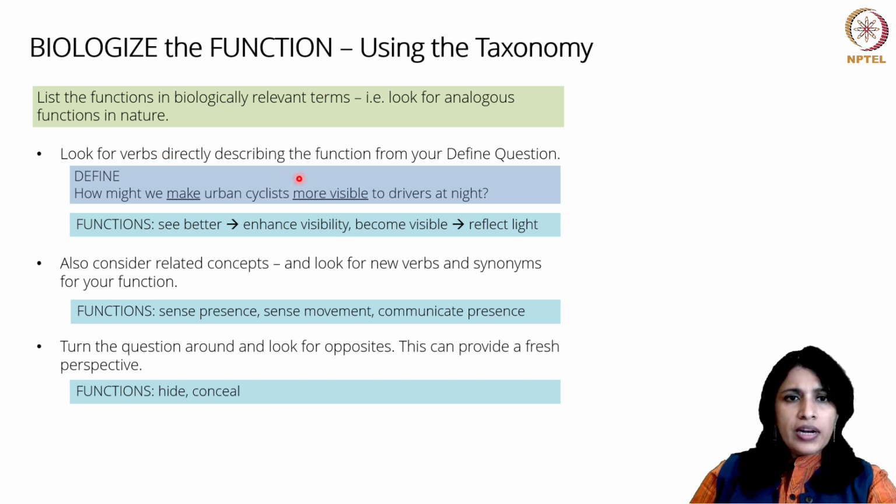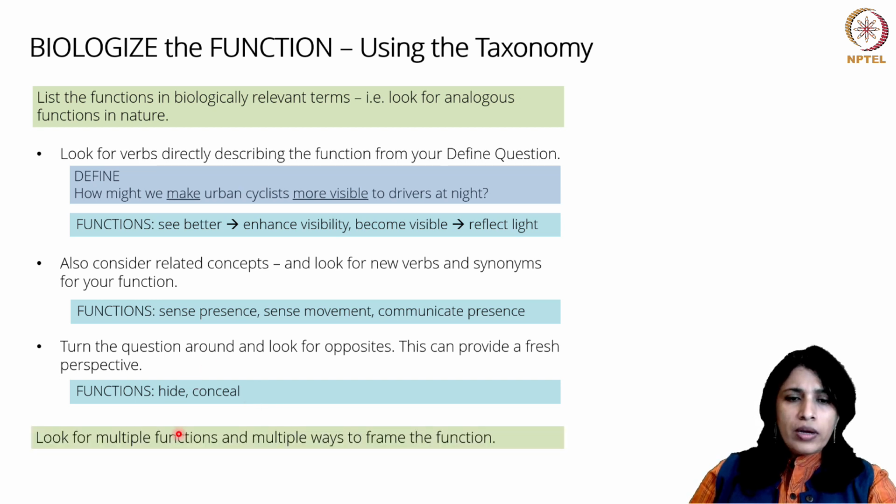You look at verbs that directly mention the function, which means instead of saying making more visible, you look at how does nature enhance visibility, how does nature make things more visible? Reflecting light is one concept. You look at similar functions, similar concepts, sensing presence. How does nature sense movement? How does nature communicate presence? And you could also look at opposites. How does nature hide? How does nature conceal? So this can give you a fresh perspective. So this is a way of biologizing the function that is mentioned in the defined question.